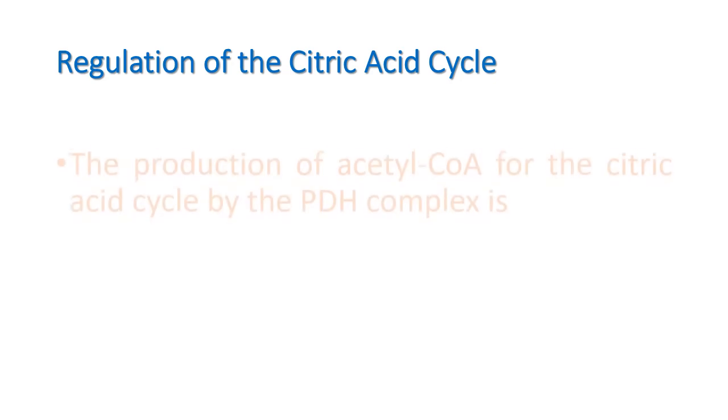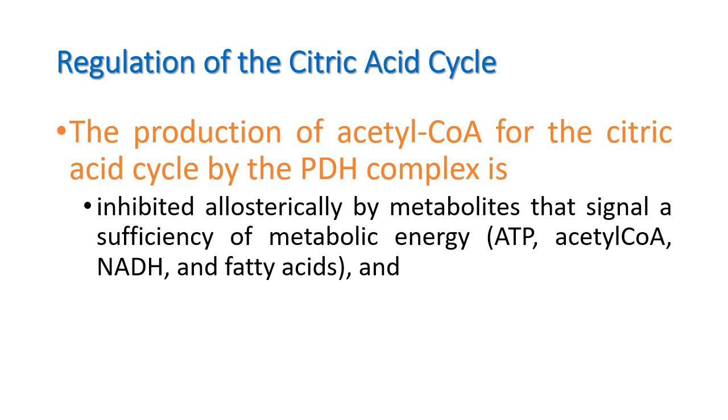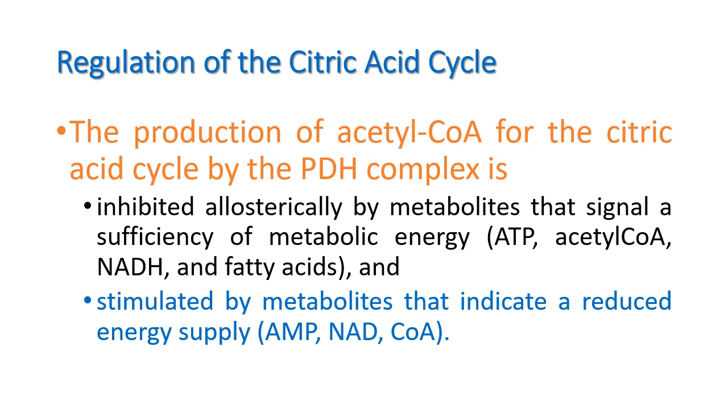And the production of acetyl CoA for the citric acid cycle by pyruvate dehydrogenase complex is inhibited allosterically by the metabolites that signal a sufficiency of metabolic energy, because when there is an excess or sufficient amount of ATP, acetyl CoA, NADH and fatty acids, they inhibit this PDH, and it is stimulated by the metabolites that indicate a reduced energy supply, like the presence of AMP, NAD and CoA, so they indicate a reduced energy supply, and they will stimulate the production of acetyl CoA for the citric acid cycle by pyruvate dehydrogenase complex.